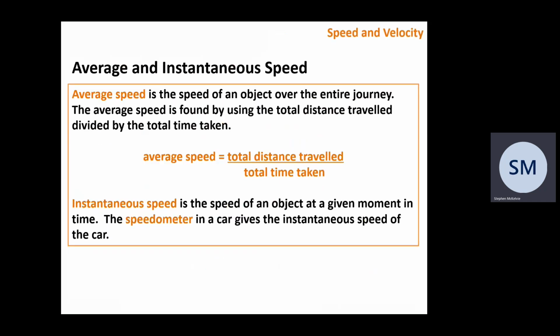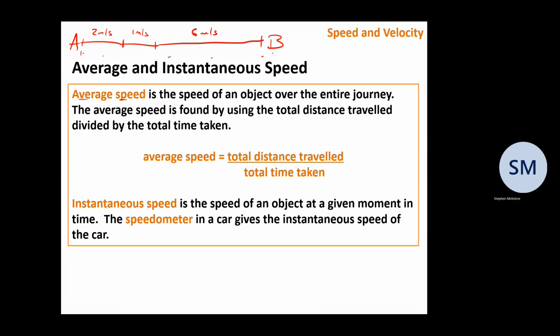Now, average speed is the speed of an object over an entire journey. So if we start off at A and we want to go to B, and in this little block here we're going 2 meters per second, and then in this little block here we're going 1 meter per second, and then in this little block here we go 6 meters per second, then the average speed would be the total distance between A and B divided by the total time taken between A and B.